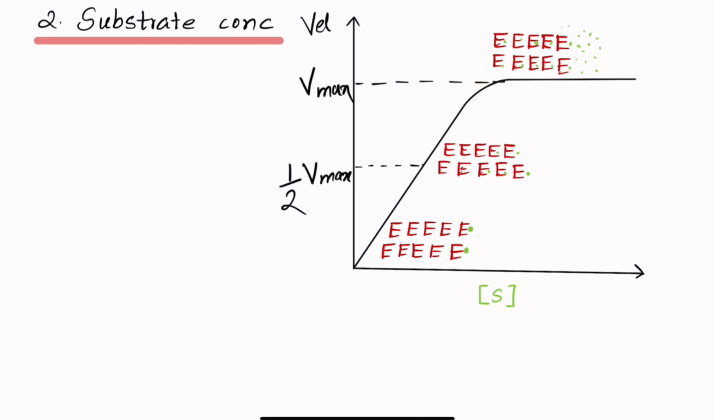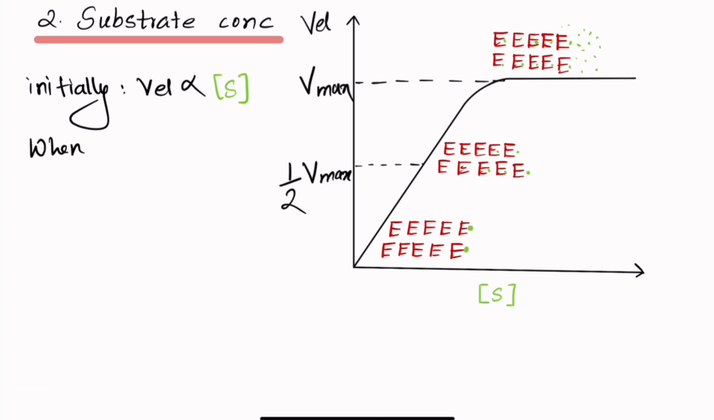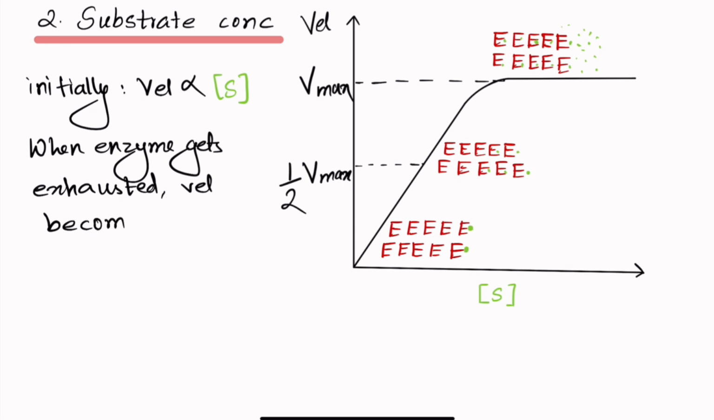So initially, the velocity of the reaction is directly proportional to the concentration of substrate. However, the important point is that when enzyme gets exhausted, that is, all the enzyme molecules get used up, the velocity becomes constant, or the velocity becomes the same even upon increasing the concentration of substrate. Velocity becomes same.